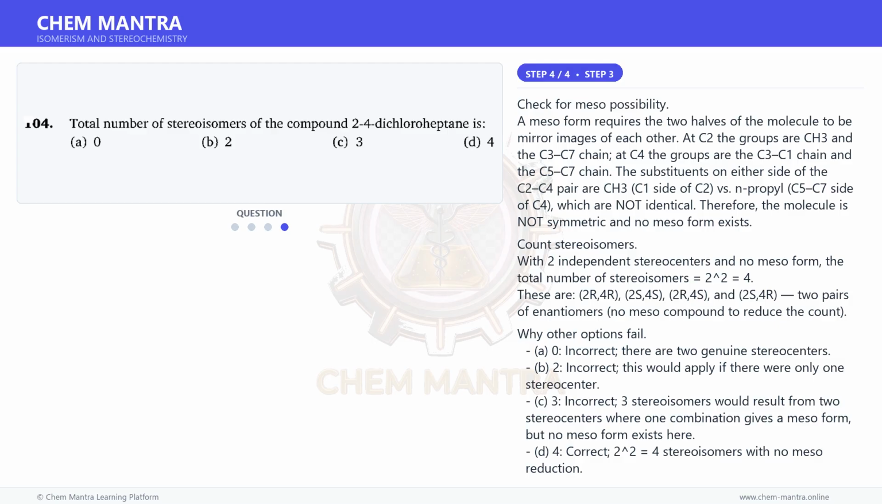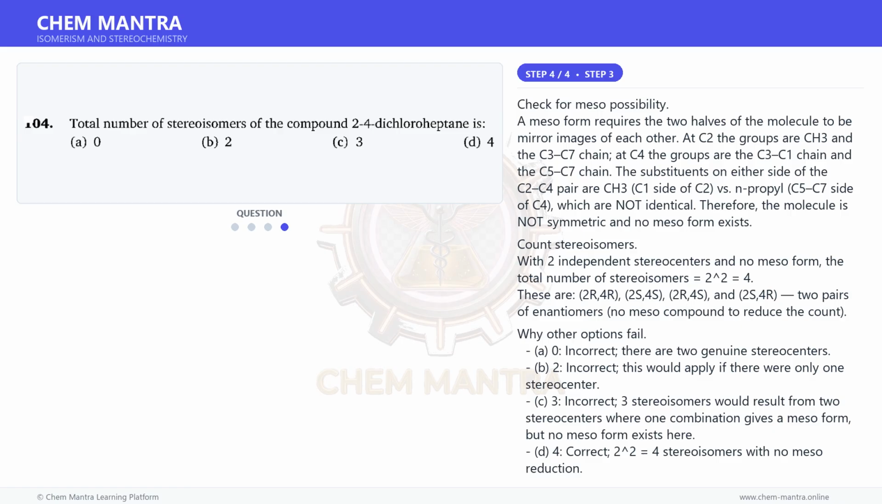A meso form requires the two halves of the molecule to be mirror images of each other. At C2 the groups are CH3 and the C3 to C7 chain. At C4 the groups are the C1 to C3 chain and the C5 to C7 chain. The substituents on either side of the C2, C4 pair are CH3, the C1 side of C2, versus n-propyl, the C5 to C7 side of C4, which are not identical. Therefore, the molecule is not symmetric and no meso form exists.